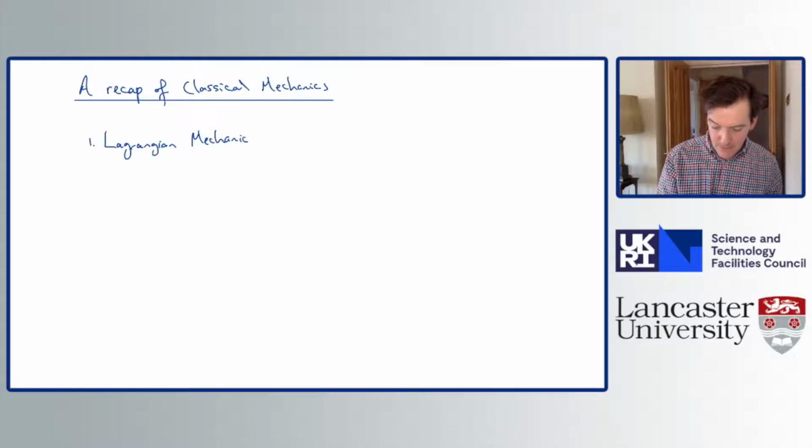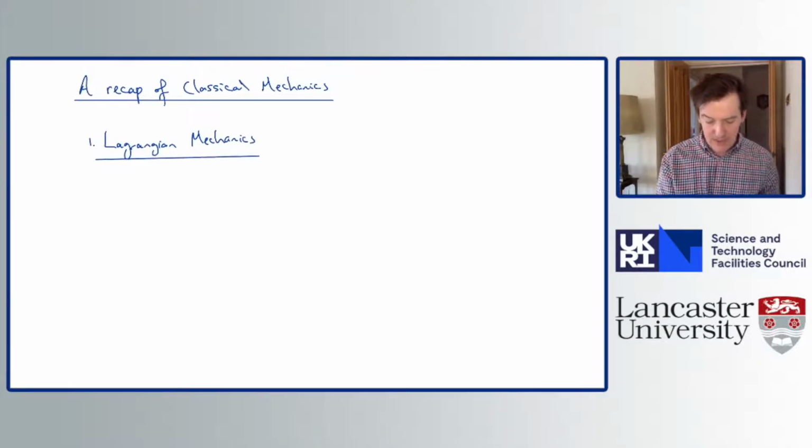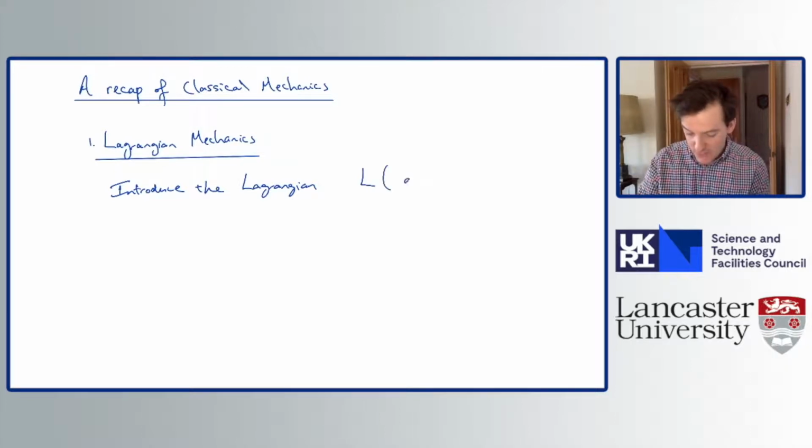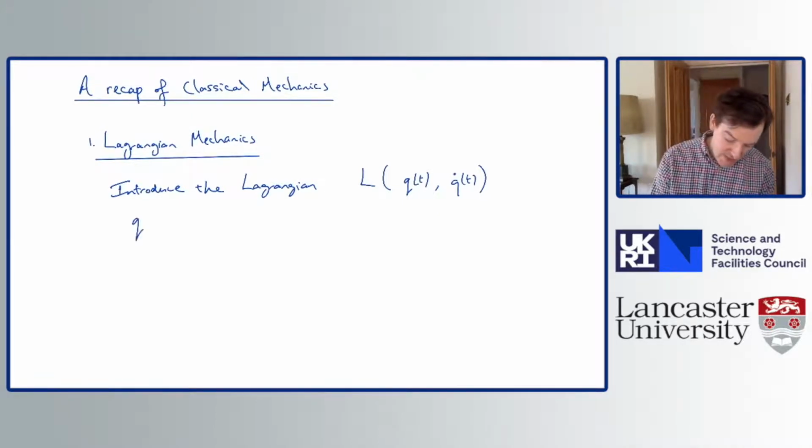So start with the first. We're going to first of all introduce an important quantity, the so-called Lagrangian. This is given the symbol capital L, and this is a function of coordinates, which we normally write as q, and these coordinates can be a function of time. There's the coordinates, and there's the time derivative of the coordinates as well. This symbol q is normally used because these are generalized coordinates.